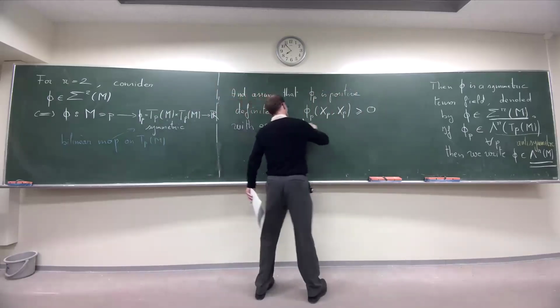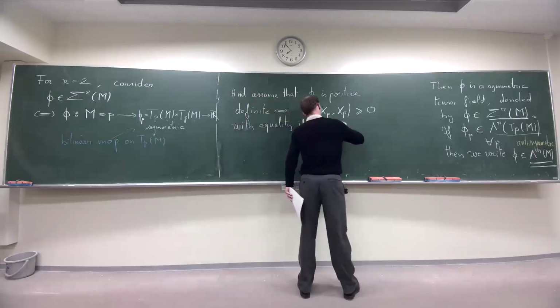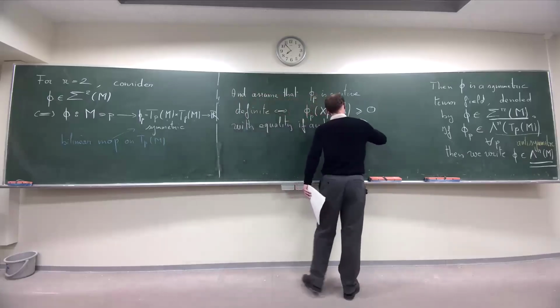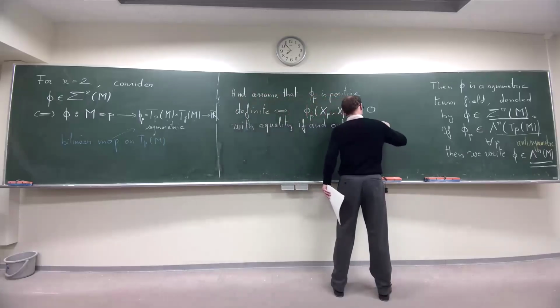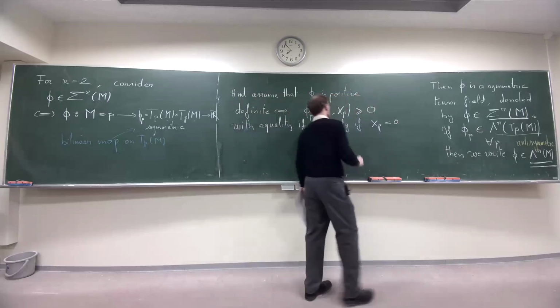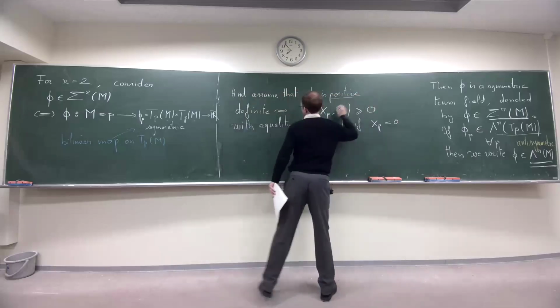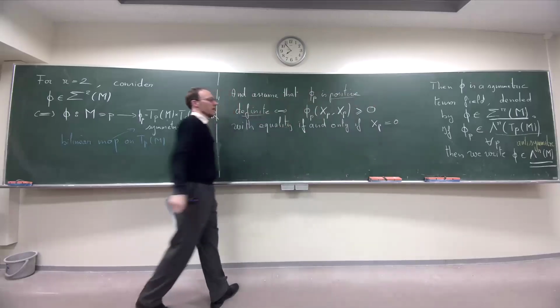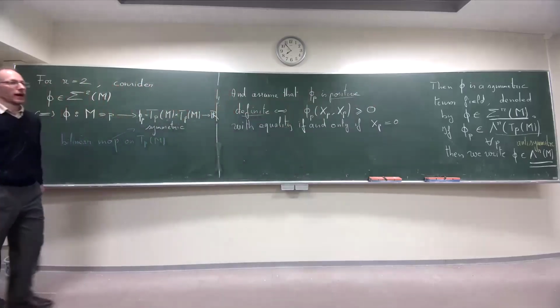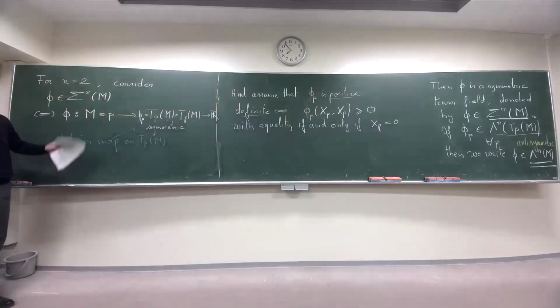If and only if xp is 0. So this is a notion of positive definite, and you have probably already seen it in linear algebra. A matrix is positive definite precisely when you put it on two vectors, it's bigger than 0, and 0 if and only if the vector is 0.